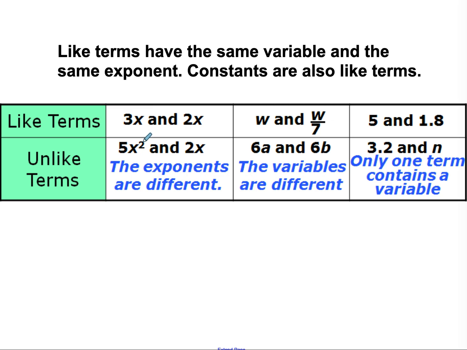Some examples of unlike terms: 5x squared and 2x are unlike terms because the exponents are different. This one has an exponent of 2. 6a and 6b, the variables are different. The coefficient, the number in the front, is the same. You have 6 of the a's and 6 of the b's, but that's not what's important. The shape, the thing, the variable, that's different. And then 3 and 2/10 and n both have one part to it, but they're still not like terms because one of them is a letter and one of them is a number.